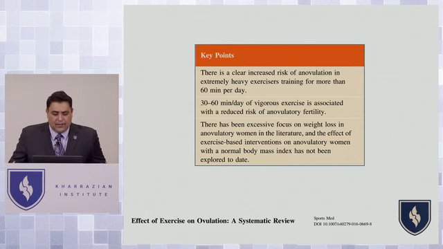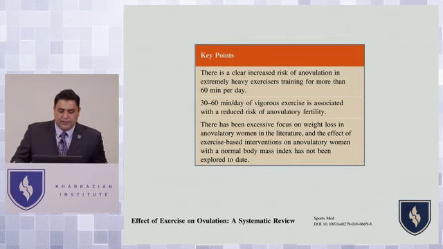Now, they also found that 30 to 60 minutes a day of vigorous exercise is associated with reduced risk of anovulatory fertility. So if the exercise is very vigorous, even if it's 30 to 60 minutes, that can impact ovulation. There has been excessive focus on weight loss in non-ovulatory women in the literature, and effective exercise-based interventions in ovulatory women without a normal body mass index has not been explored to date.